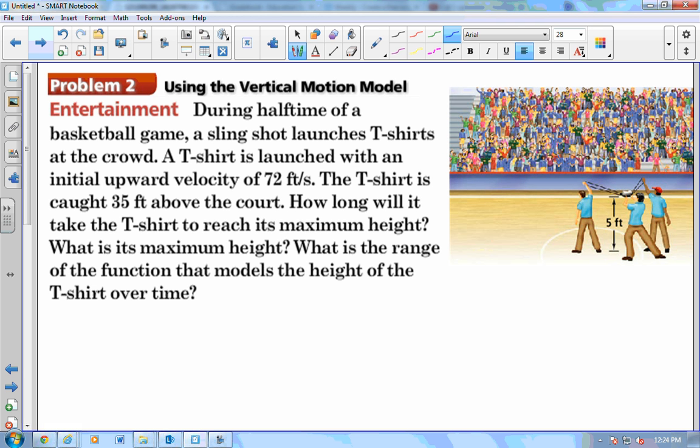Raise your hand when you find the formula. It starts with h equals. h equals negative 16 t squared plus half. There's more. It's at the bottom. bt.